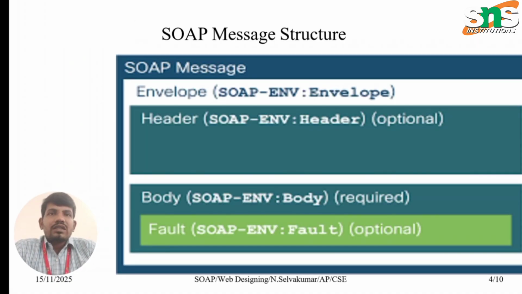This is the SOAP message structure. A SOAP message consists of an envelope, header, body and fault. The envelope defines the start and end of the message, and the header contains optional attributes like authentication details. The body carries the actual message data, and the fault contains error and status information if something goes wrong. So this is the Simple Object Access Protocol message structure.